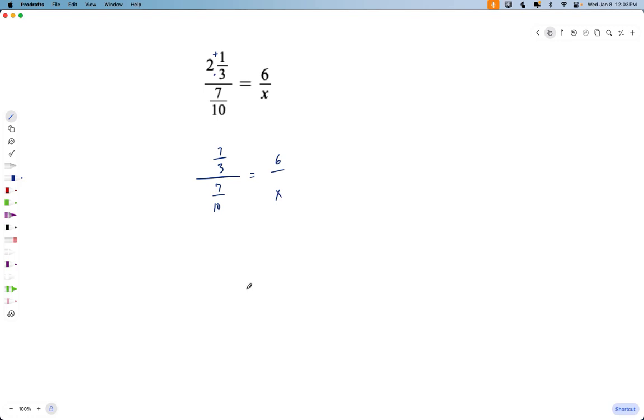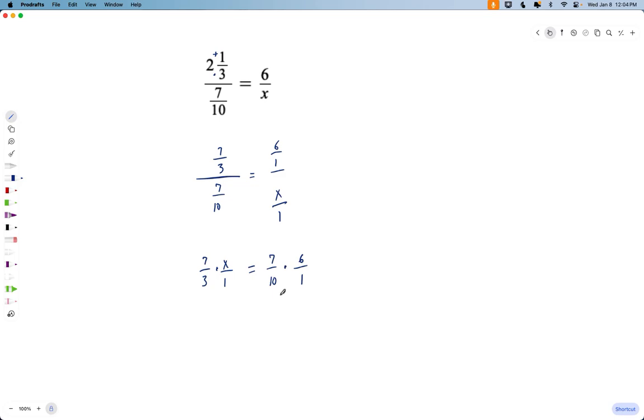So if it throws you off that you've got fractions over here and whole numbers over here in each of the numerator and the denominator, just turn these into fractions. We know we can turn a whole number into a fraction by putting it over 1. Now you have fraction, fraction, fraction, fraction. So now you have 7 over 3 times x over 1 is equal to 7 over 10 times 6 over 1. So now you have it where you can see it.